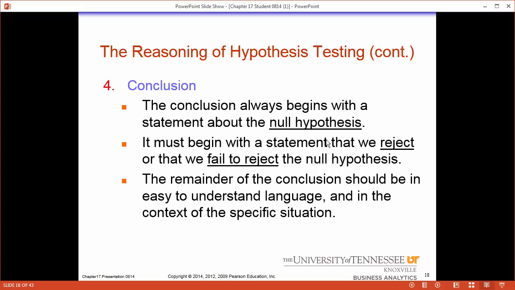Finally, the last part of our test here is to make a conclusion. And we spoke about this before. We will either reject the null or fail to reject the null. Those are our only 2 decisions. We would never say, and I want to make this clear, we would never say I accept the null.